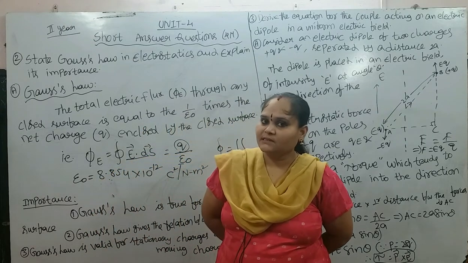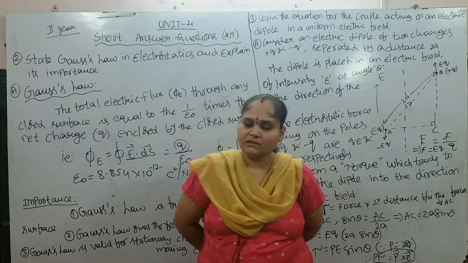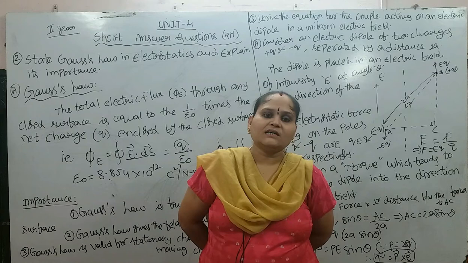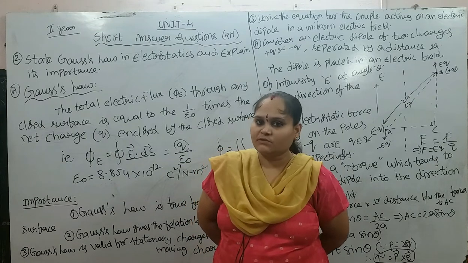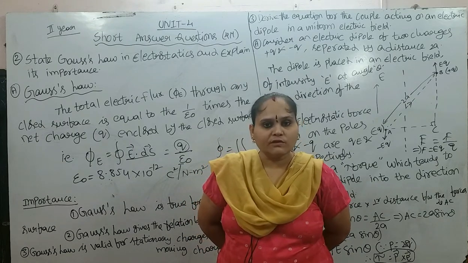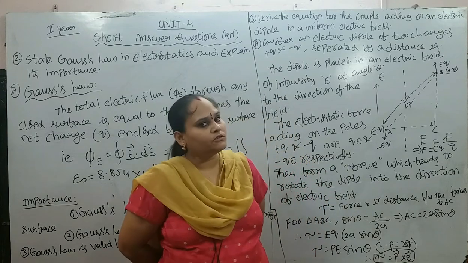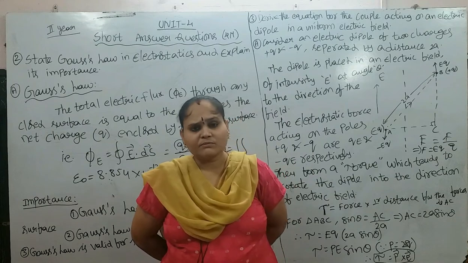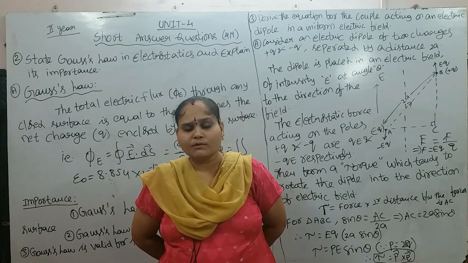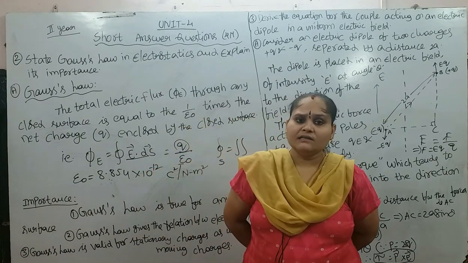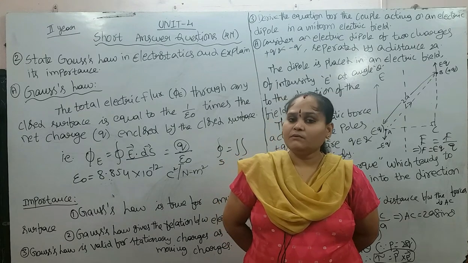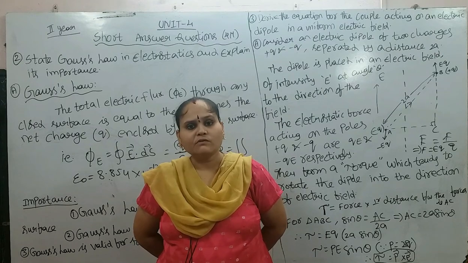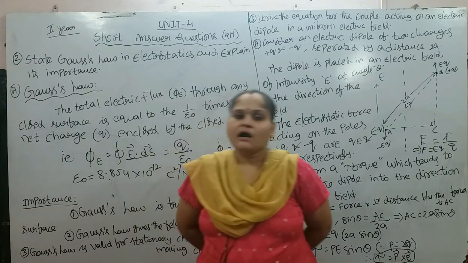In today's class we will discuss Coulomb's law, Gauss law and the electric dipole moment. First, Coulomb's law: the force of attraction or repulsion between two charges is proportional to the product of their charges and inversely proportional to the square of the distance between them. That is, F is proportional to Q1 Q2 by R square, F equal to K into Q1 Q2 by R square, F equal to 1 by 4 pi epsilon naught into Q1 Q2 by R square. 1 by 4 pi epsilon naught value is 9 into 10 to the power of 9 Newton meter square per coulomb square, and epsilon naught is the permittivity of free space. So Coulomb's law states that F equal to 1 by 4 pi epsilon naught Q1 Q2 by R square.